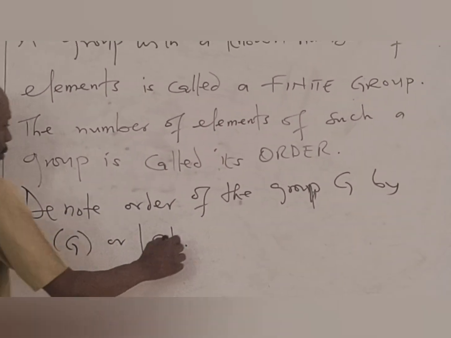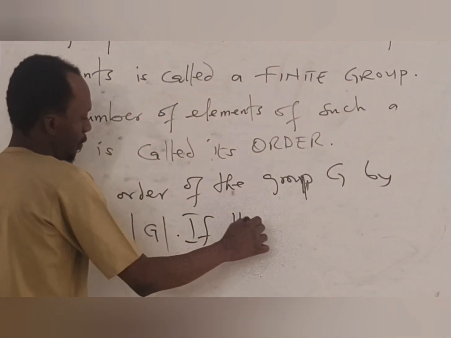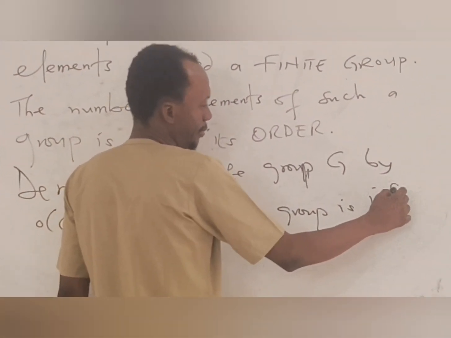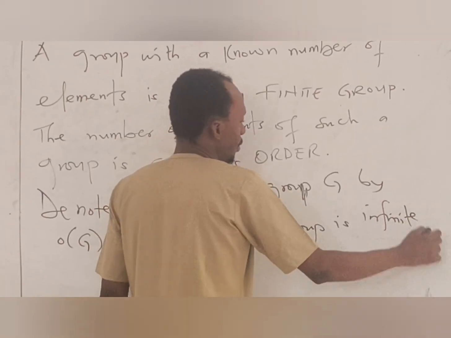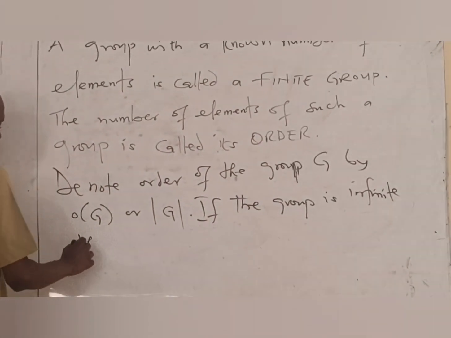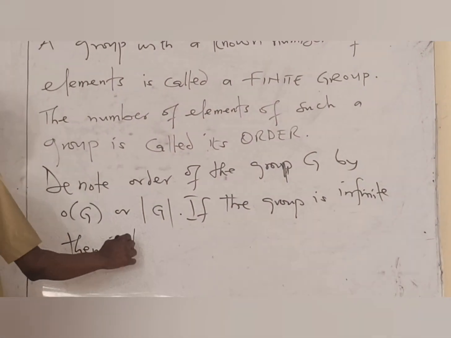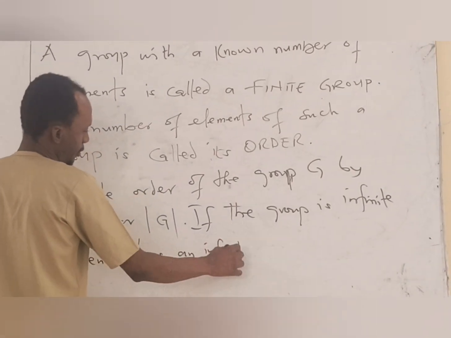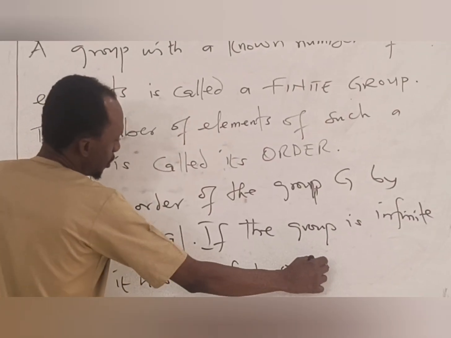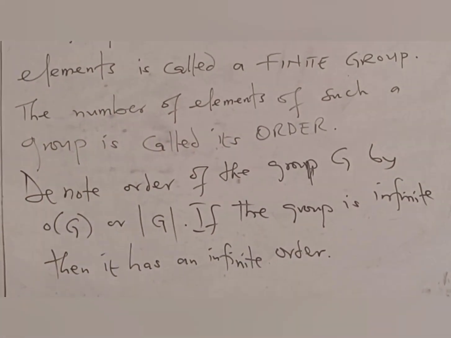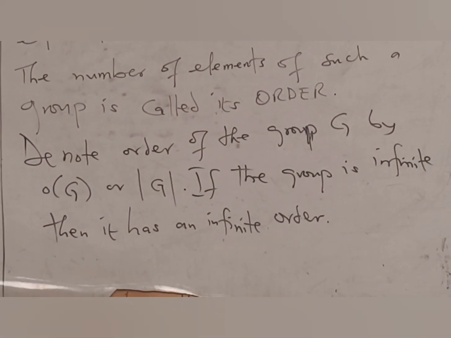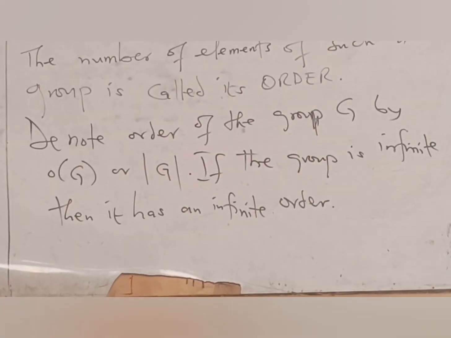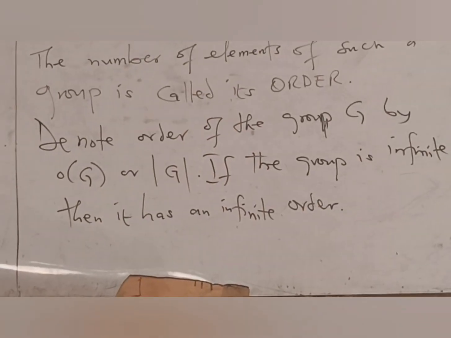If the group is infinite, then it has an infinite order.